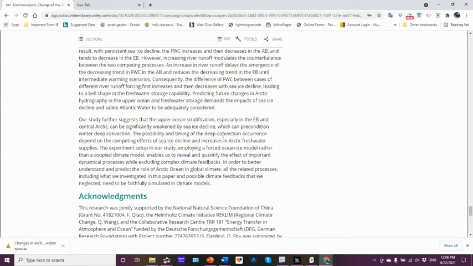The possibility and timing of deep convection occurrence depend on the competing effects of sea ice decline and increases in Arctic freshwater supplies. Don't forget, I showed you some graphics from the work of Dr. Rebecca Woodgate, where she shows how the deep water convection in the Arctic Ocean is being affected by the heat as well as the freshwater input that's taking place. In her case, she's looking at it through the Bering Strait, but still, she's showing this convection being affected. So that would basically agree with what they're suggesting here.